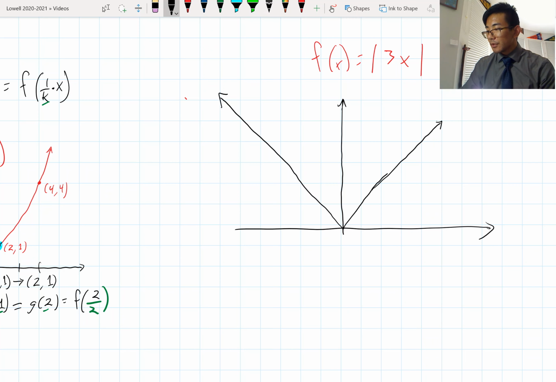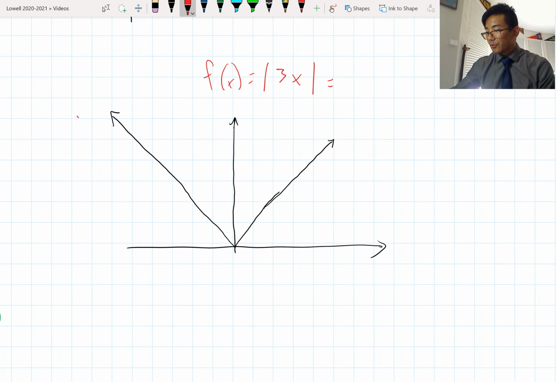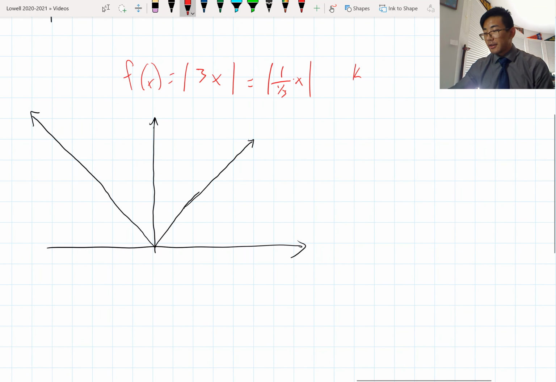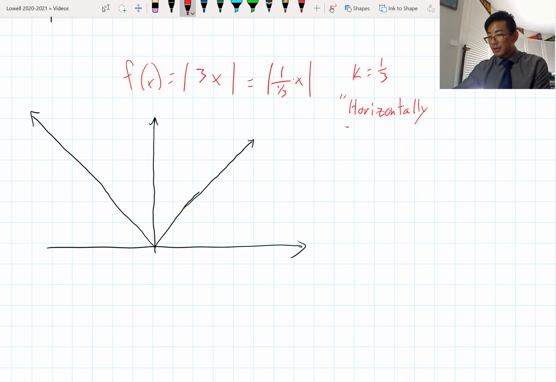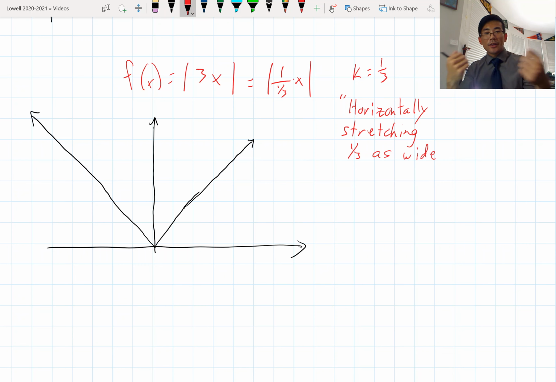Well, this would mean, if I rewrite it, I'm rewriting this as 1/3 times x. And so this would mean that I'm multiplying it by 1 over 1/3. And so my k, my stretching factor, is equal to 1/3. This would mean I am horizontally stretching it 1/3 as wide, I'll call it. 1/3 as wide. But if you're stretching it 1/3 as wide, you're actually squishing it.